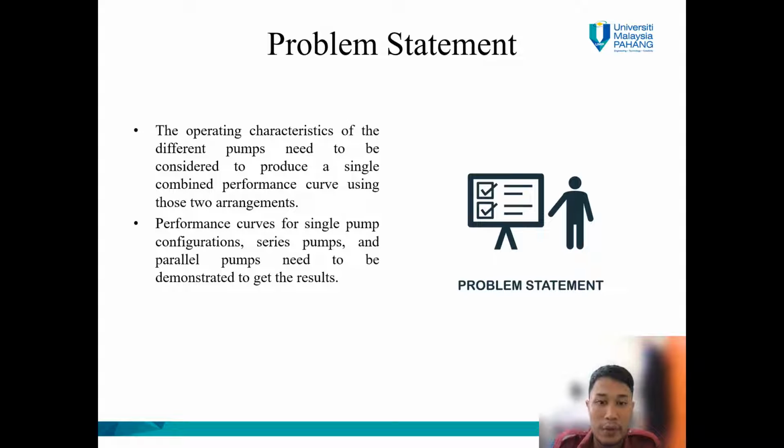After that, we move to the problem statement. The problem statement for this experiment, which is the series and parallel pump, is that the operating characteristics of the different pumps need to be considered to produce a single combined performance curve using those two arrangements. Then the performance curve for single pump configuration, series pump and parallel pump need to be demonstrated to get the results.